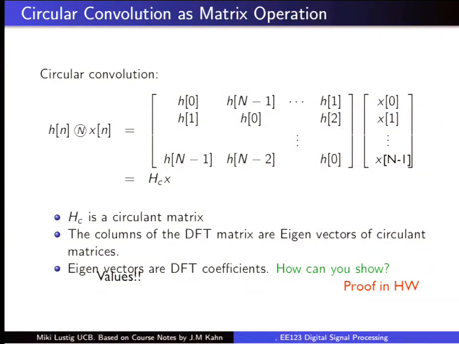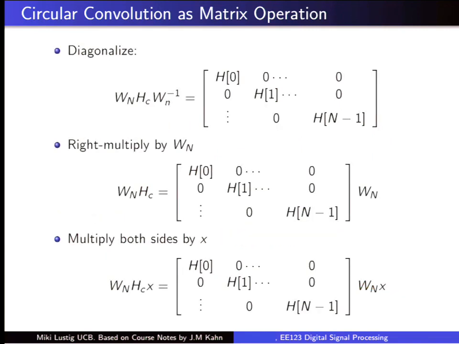So, this is pretty interesting if you think about this. You're going to see this in the homework. No matter what circular matrix it is, the eigenvectors are going to be the DFT coefficients, the DFT basis functions, effectively. Those are going to be the eigenvectors.